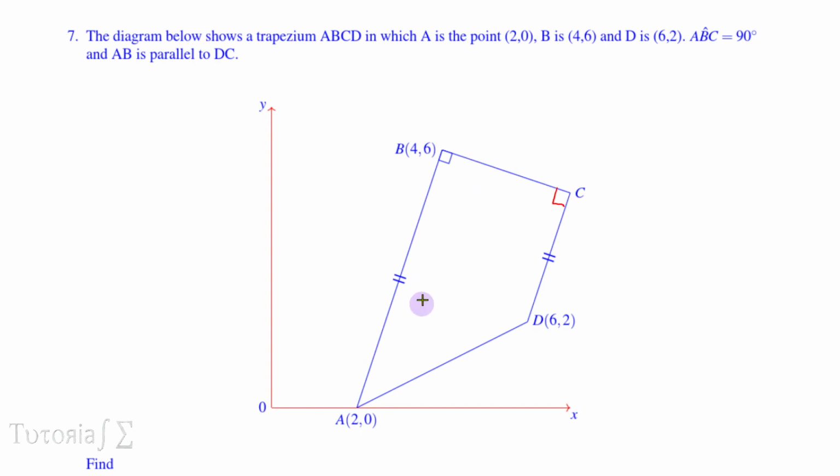AB and DC are parallel. Now for perpendicular lines, if we have this line and there is another line that is at a 90-degree angle with this line, what you should know is that the gradient of this one is actually the negative inverse of the other gradient here. Okay, so that is just something that you should know. Having that said, let's look at the question.